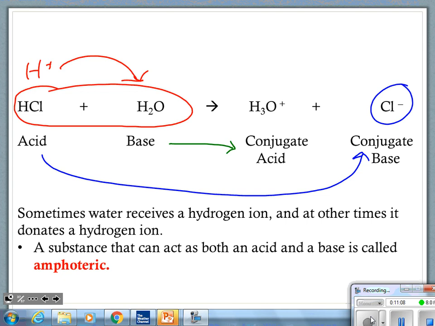Arrhenius said acids have hydrogen ions when they dissociate, and bases have hydroxide ions. Well, these guys came on to say it's not necessarily that. It's dealing with gaining and losing the hydrogen ion. Now, you're going to see my next slide. We're going to go to somebody different than Bronsted and Lowry.